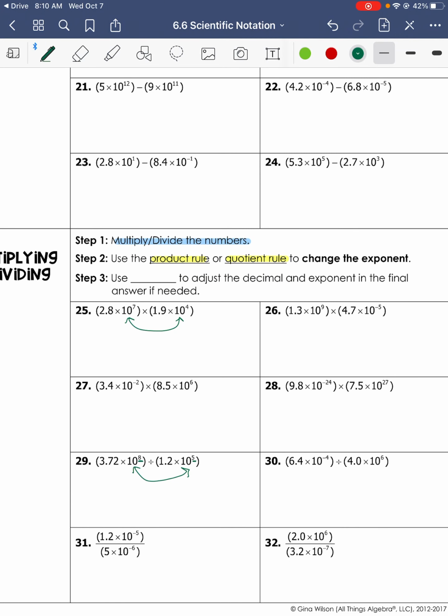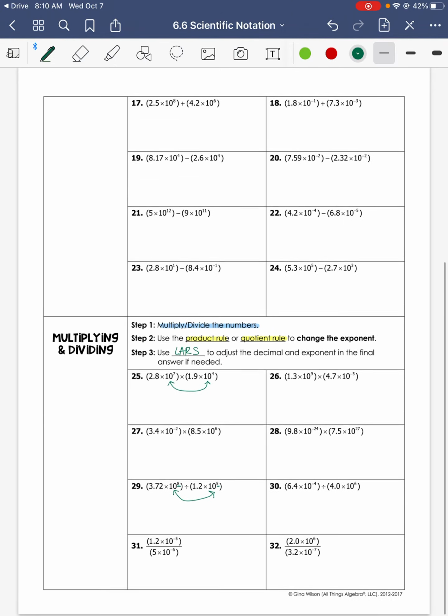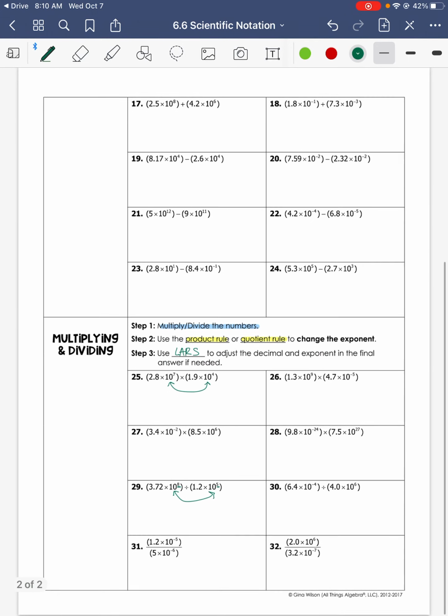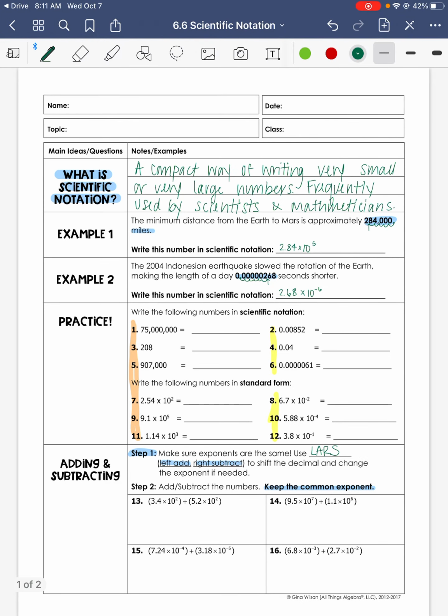And then step number 3, you're going to use LARS again to adjust the decimal and the exponent in the final answer if needed. This is so that you ensure your answer is in proper scientific notation. All right, so you should be able to finish all of these. All of these example problems are on your formative. If you do them on your notes first, you can just put them into the formative and see if you're right or not. Let me know if you have any questions.